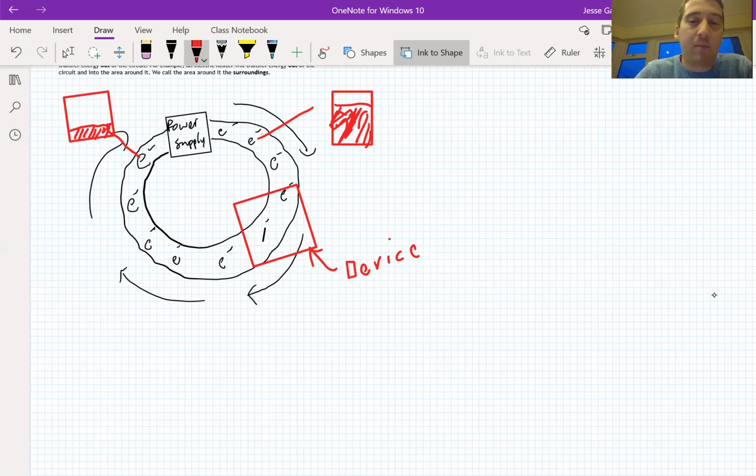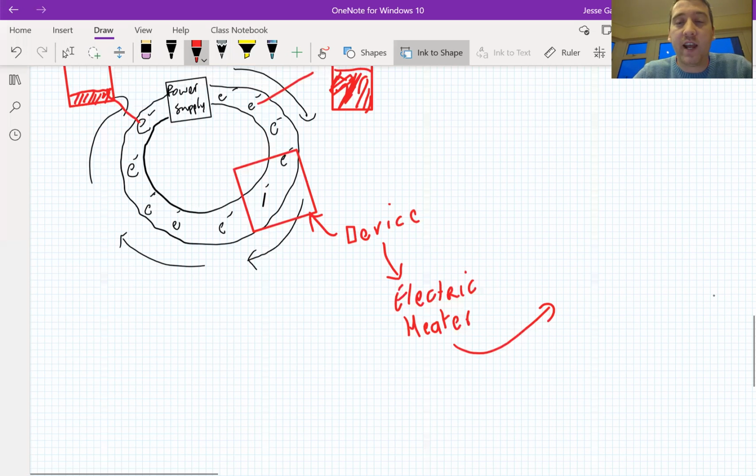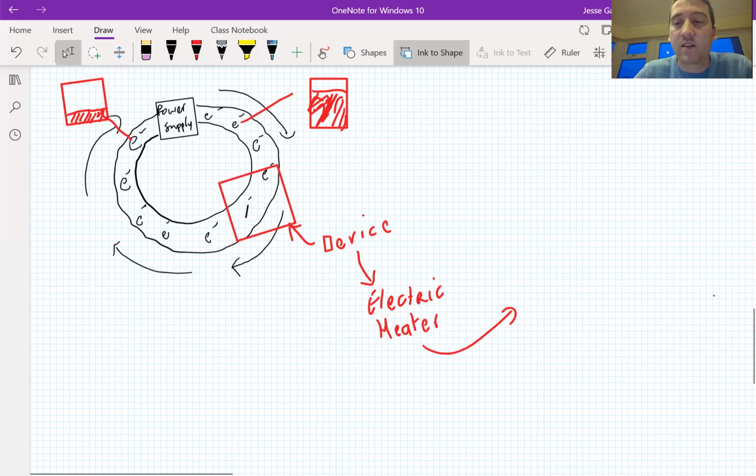D-E-V-I-C-E. An example of a device could be something like an electric heater. When we plug an electric heater in, we put the device into the circuit. We join it to the circuit. The electric heater is the device which is then able to take the energy which is moving around inside the circuit. The electrons are carrying around this energy.